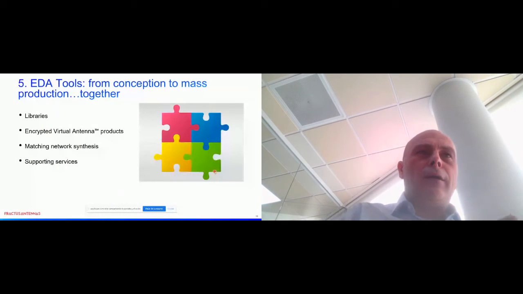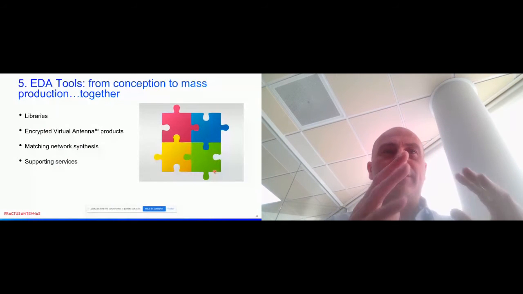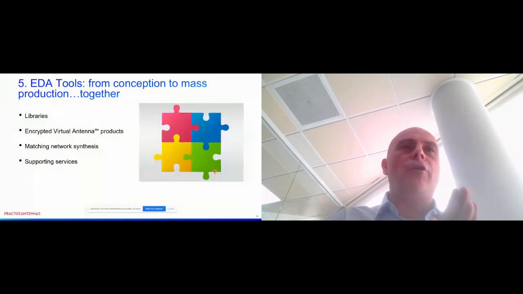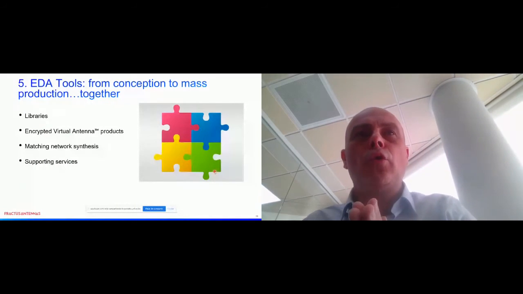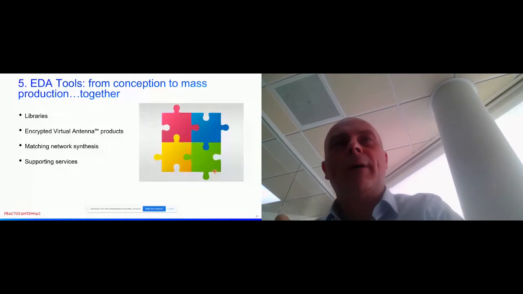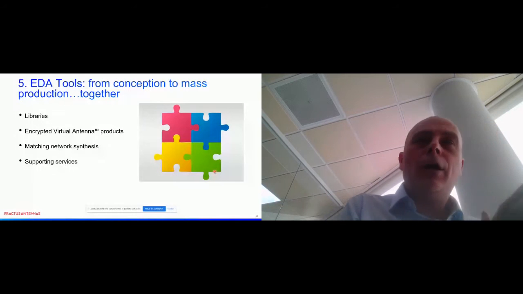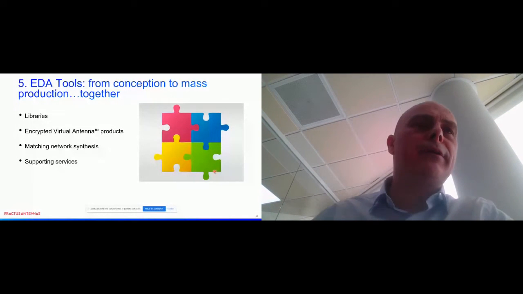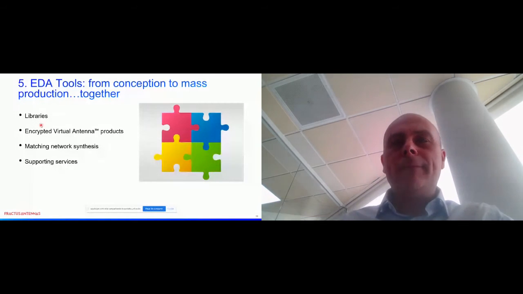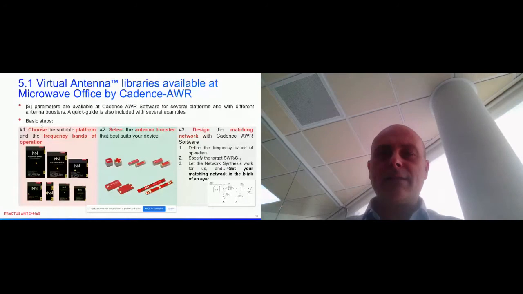Now that we have the knowledge about the virtual antenna architecture, let's move on to the topic of what electronic design automation tools we have to help you embed virtual antenna in your device, from conception to mass production. And we have these four EDA tools. The first one is the libraries.